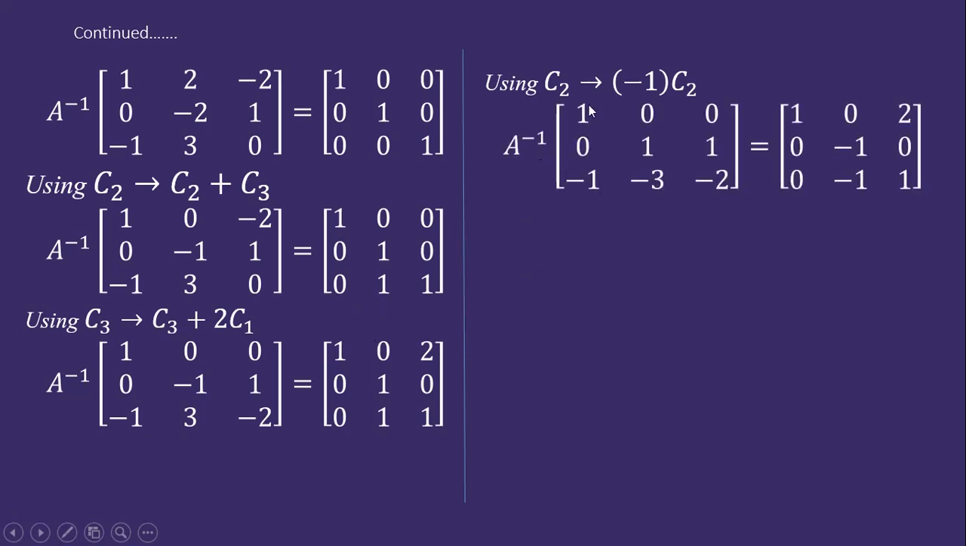So we get A inverse, first column as it is. Now here 0 into minus 1 is 0, minus 1 into minus 1 is 1, 3 into minus 1 is minus 3. Third column as it is: 0 1 minus 2. Same transformation on the right side. We keep first column as it is: 1 0 0. Now C2 into minus 1. Second column elements are multiplied by minus 1: 0 into minus 1 is 0, 1 into minus 1 is minus 1, 1 into minus 1 is minus 1. We keep third column as it is: 2 0 1.